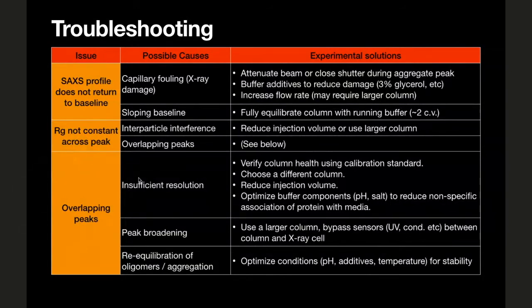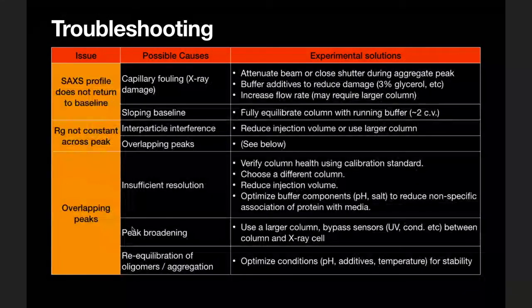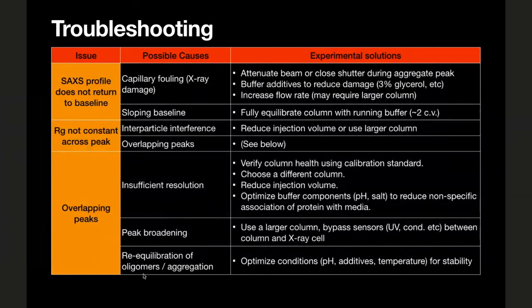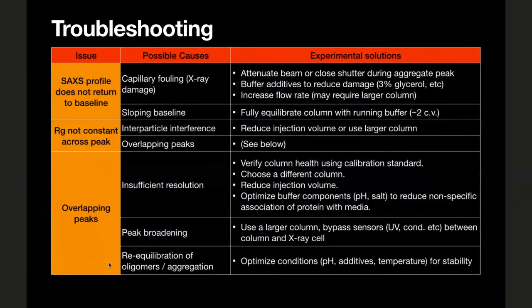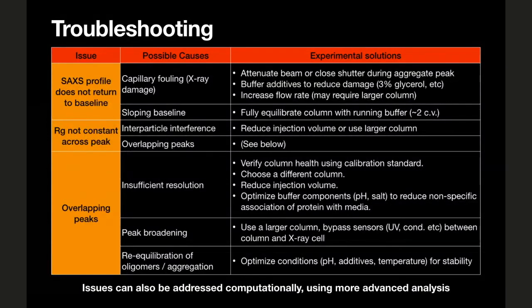It could be that your column resolution is insufficient, or that you have something that's causing the peaks to broaden out and overlap. Or you could have reequilibration of monomers and dimers on the time scale of your experiment, which can really mess with things. So these are all things that can happen, and you may need to adjust things with your experiment in order to fix them. Okay. Now, some of these issues can also be addressed computationally using more advanced analysis, and I'll talk about that next.